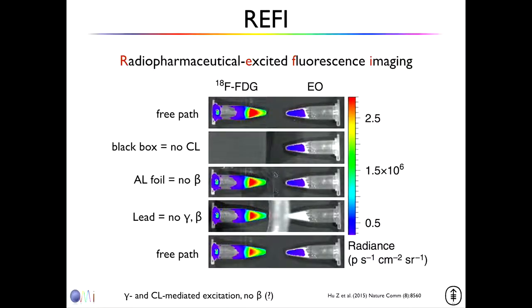If you put an aluminum foil in between, which they say basically excludes any beta particle from passing over here, you still get some luminescence here. And if you put lead in between, you don't see anything. And this is just a repeat of the first. So they called it basically gamma ray induced fluorescence of these particles.